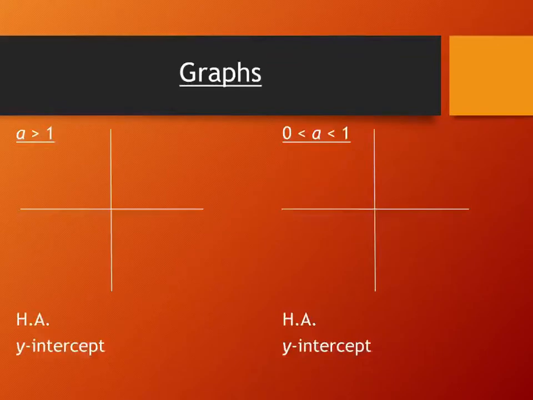And the graphs that come out of those are slightly different. They both actually cross this axis here, because if you take a number and raise it to the power of 0, you get 1. But if your graph has a value that is bigger than 1, it looks like this. And if the value is between 0 and 1, it looks like a reflection of that.